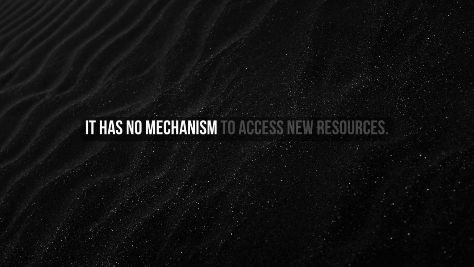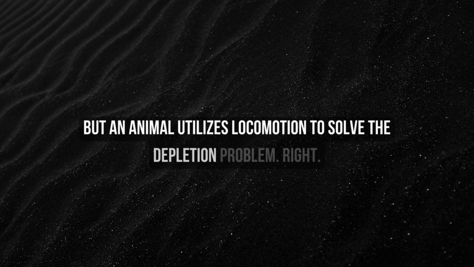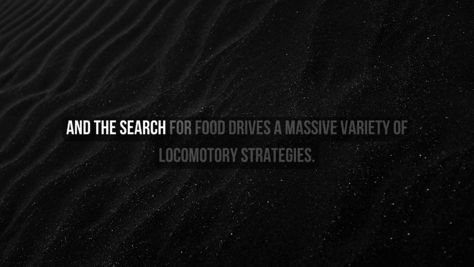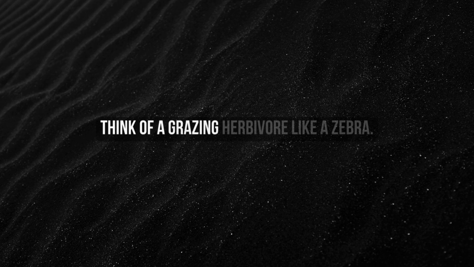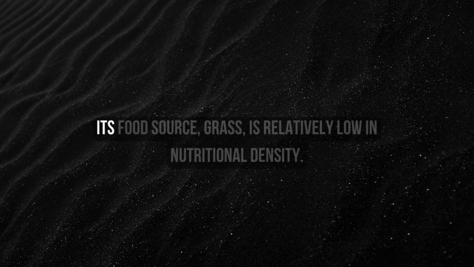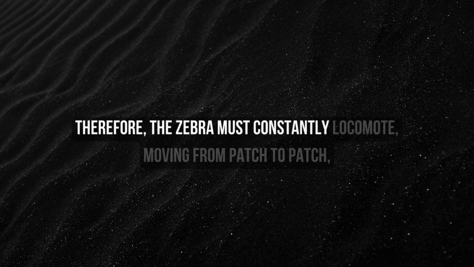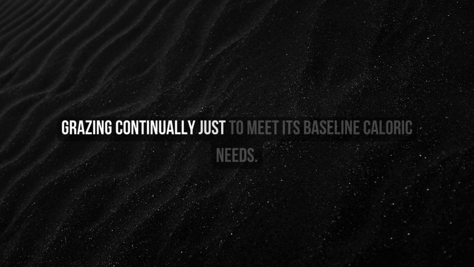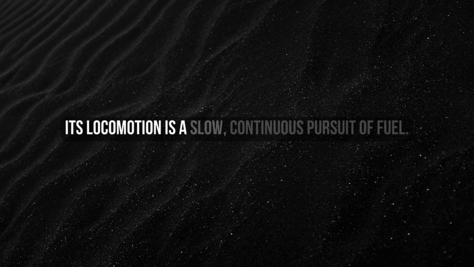It has no mechanism to access new resources. But an animal utilizes locomotion to solve the depletion problem. Right. And the search for food drives a massive variety of locomotory strategies. Think of a grazing herbivore like a zebra. Its food source, grass, is relatively low in nutritional density. Therefore, the zebra must constantly locomote, moving from patch to patch, grazing continually just to meet its baseline caloric needs. Its locomotion is a slow, continuous pursuit of fuel.